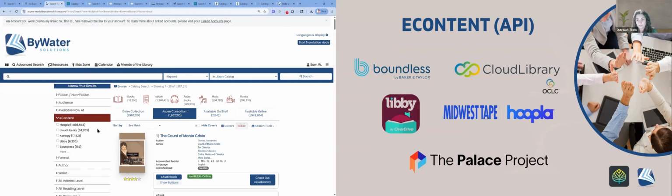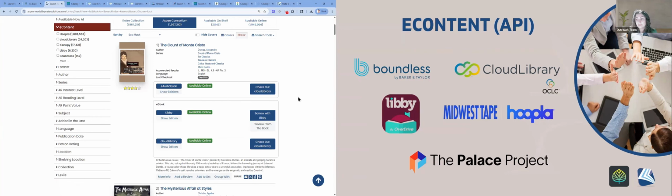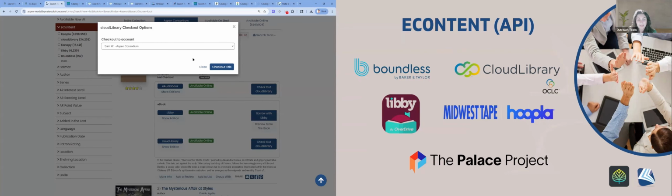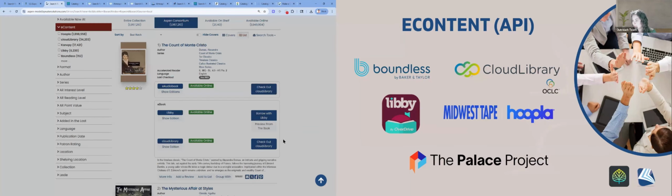Of course, I'll be able to see those integrations right here in the facets. As a user already logged in, I will be able to borrow those items directly using these integrations. I will demonstrate how quickly Aspen updates that so we can see the change in real time. So let's check out, for example, this Cloud Library title to my user Sam. Oh, that title is already checked out for me.